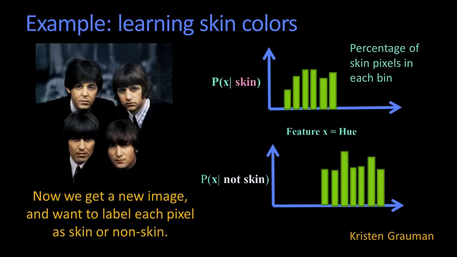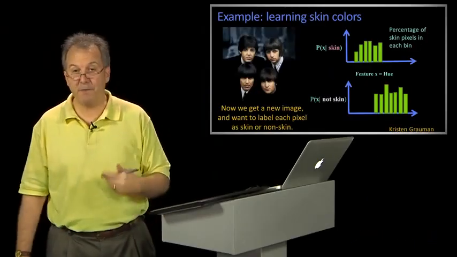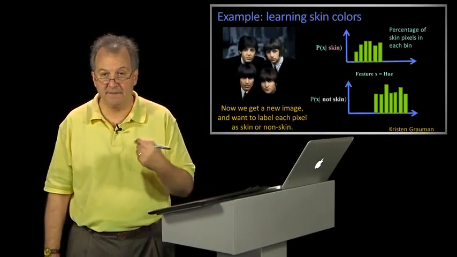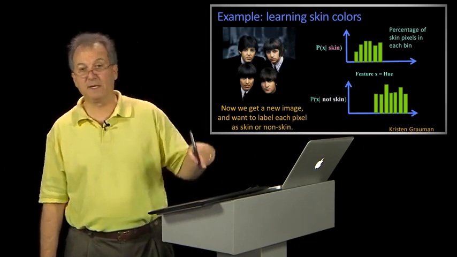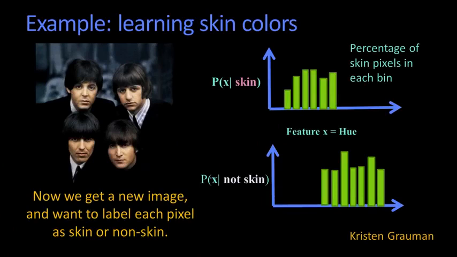Anyway, we get in a new picture, and what we want to do is label each pixel as being skin or not skin. Or more precisely, we want to know the probability that it's skin or not skin given, say, some of the color. So, do I have the probability that something's skin given its hue on this slide? Megan, do I have it? Yes. Wrong. No, I have the probability of a hue given that it's skin, right?